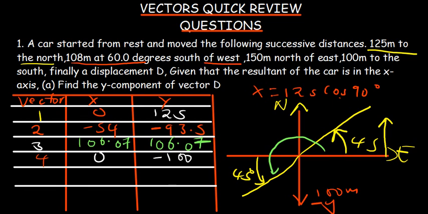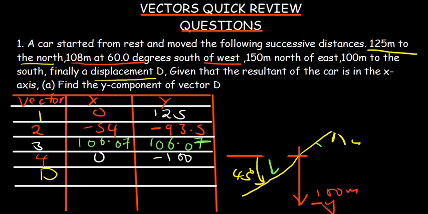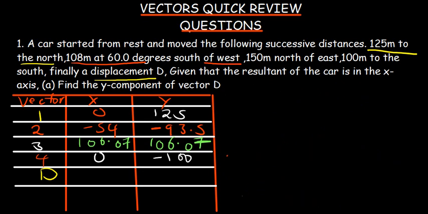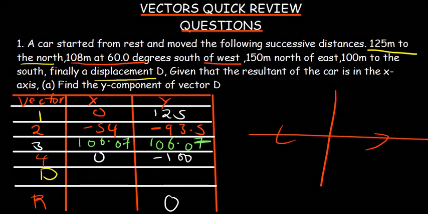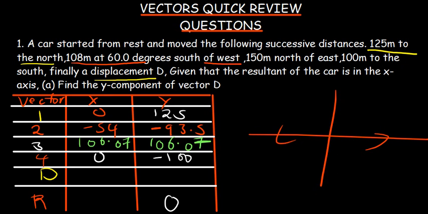Then finally, a displacement d. So we have displacement d, that is our vector d. Then given that the resultant of the car is in the x-axis, so if it is along the x-axis, either the negative or the positive, what it implies is that our y is equal to 0. So we don't have any displacement or any resultant in the y. It's only x. So then the question is very simple. Find the y component of vector d. So all you have to do is add all these components and equate them to 0.